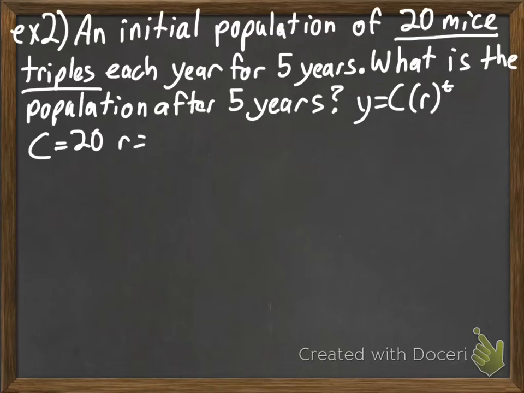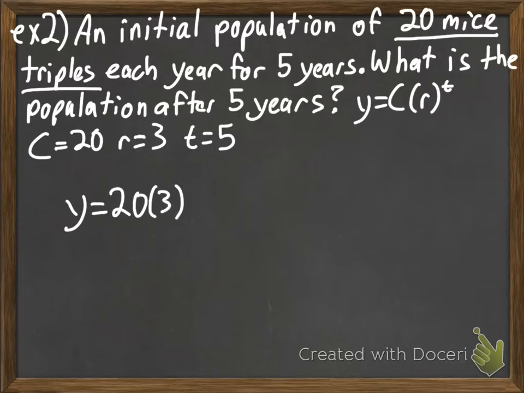Our rate is tripling, which is 3. And the time, it says population after 5 years. So it looks like t equals 5. So we say y equals 20 times 3 to the t, not t, to the 5th. We plug that in our calculator and we get 4,860 mice. And wow, that is a lot of mice after just 5 years. We started out with 20 and we got a lot.